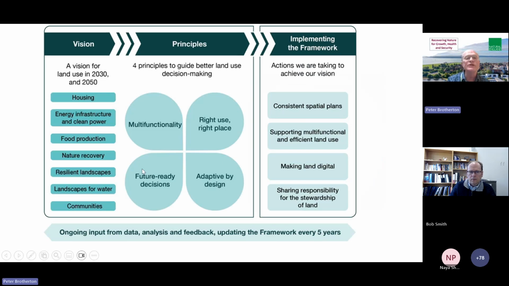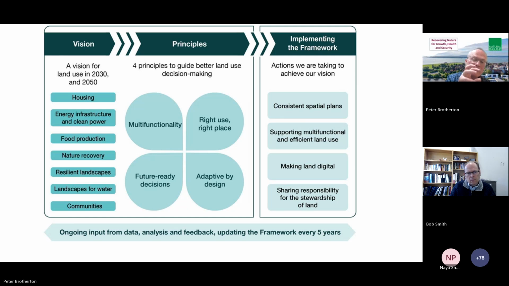What this strategy, this framework, does is set out a range of visions for land use, and it is land use, not sea use, in 2030 and 2050. And it sets that out for that list of themes on the left-hand side: housing, energy infrastructure, food production, nature recovery, resilient landscapes, landscapes for water, and communities. It's quite high-level visions, as these things often are, but it knits all of those together.